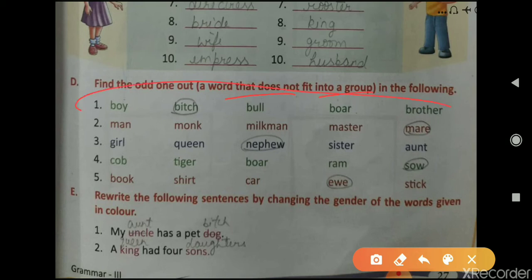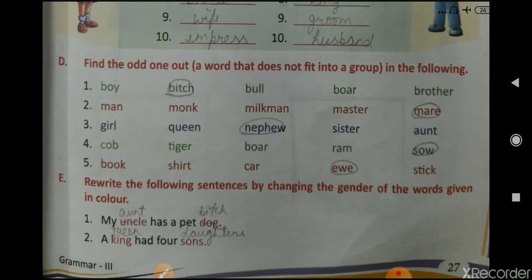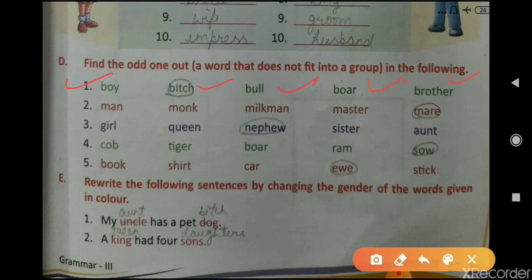Different groups of words are given to you. You have to find out the odd one which does not match this particular group. Okay, so the first one is boy, bitch, bull, boar and brother. So all these, boy, bull, boar and brother, are masculine gender. Only bitch is feminine gender, so circle this one. This is the odd one among this group.